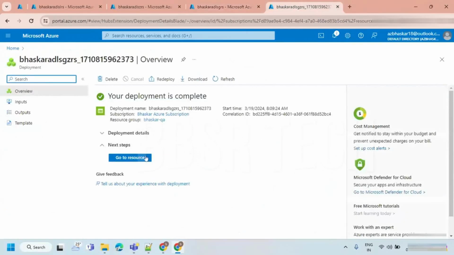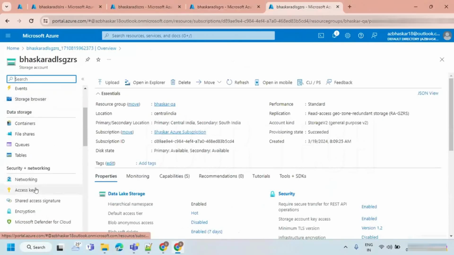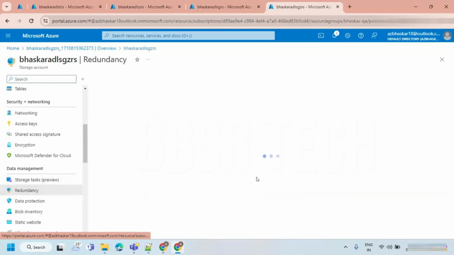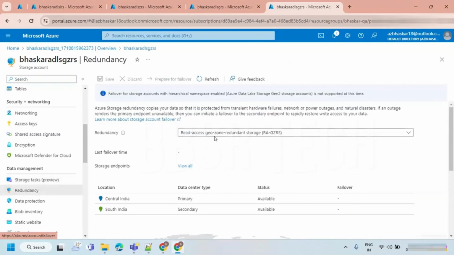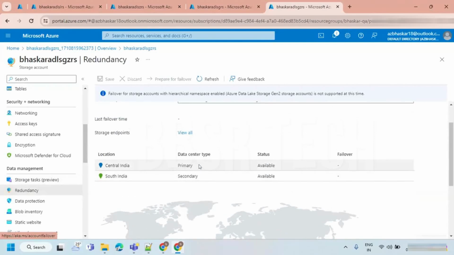And GZRS is also there. It's more or less the same. The only thing is you'll have different zones as well. Let's go for redundancy. You can see read access geo zone redundant here. So same as before, you're going to have a primary region and a secondary region.